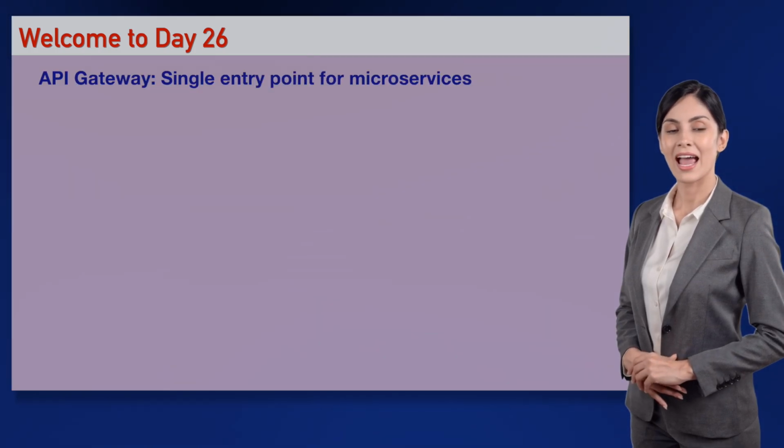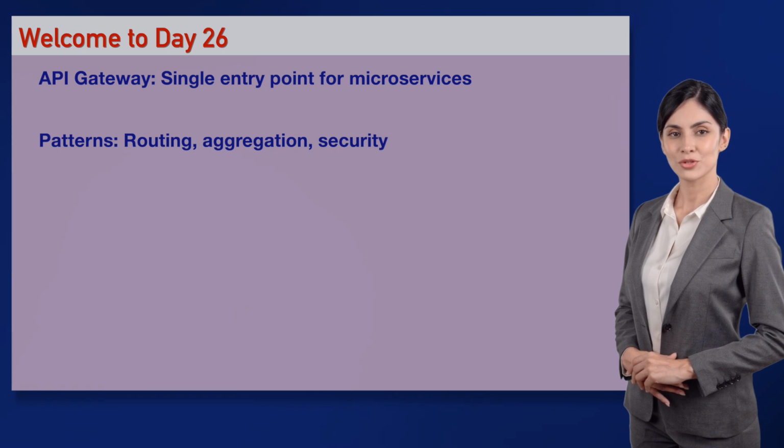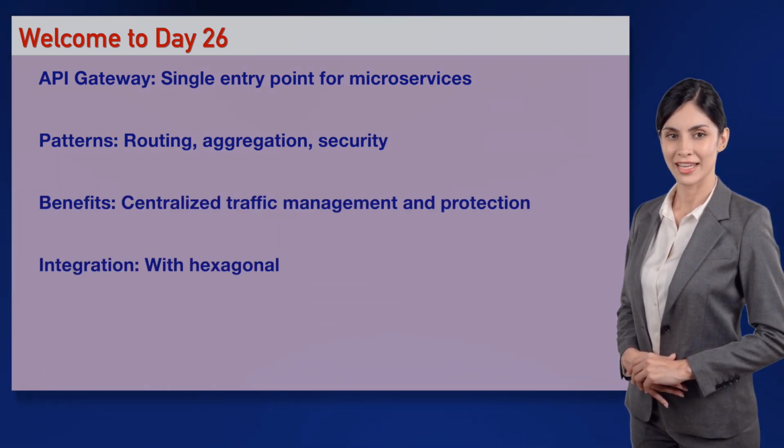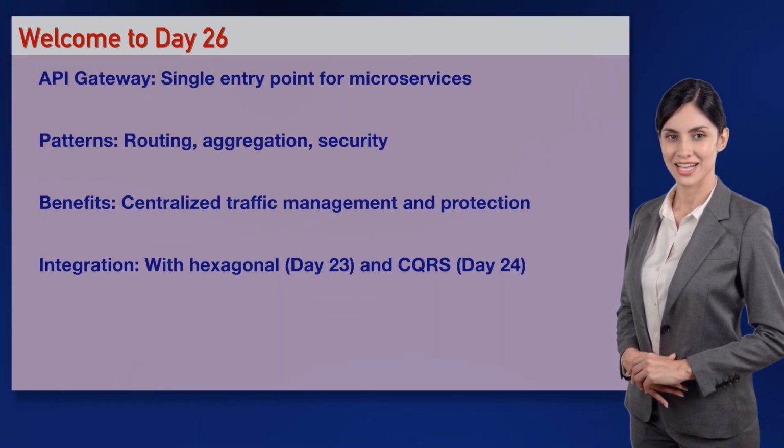The API gateway acts as a single entry point for all client requests to a microservices architecture, handling routing, aggregation, authentication, rate limiting, and more. We'll cover core patterns such as backend for frontend, aggregation gateways, and security-focused gateways. Benefits include centralized traffic management, simplified client interactions, and enhanced security.